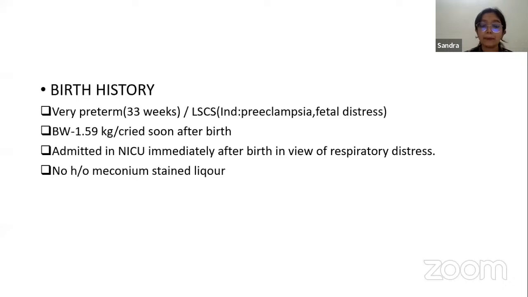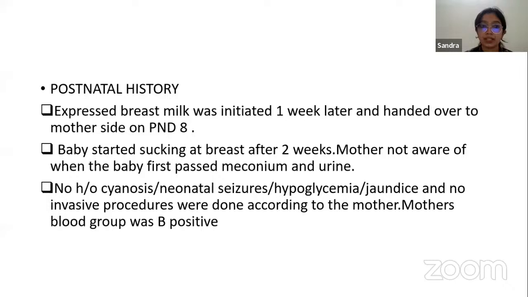Birth history. The baby was born very preterm at 33 weeks by a cesarean section in view of preeclampsia and fetal distress with a birth weight of 1.59 kg, cried soon after birth and was admitted in NICU immediately after birth in view of respiratory distress. There is no history of meconium stained liquor.